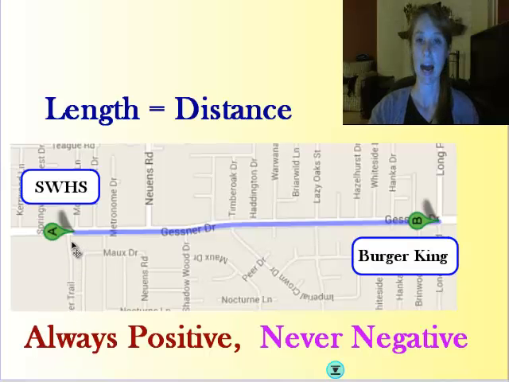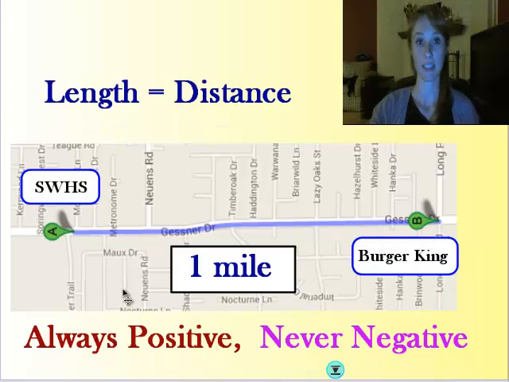Let's say I'm at Springwoods High School and I'm hungry, so I hop in my car and I drive to Burger King at Long Point. Okay, well, it took me a mile to get from Springwoods to Burger King. Well, when I finish my burger, I get back in my car and I drive back to Springwoods. But it still took me 1 mile to drive back to school. So in either direction, it was 1 mile to drive. So distance is always going to be positive, no matter which direction you're going.